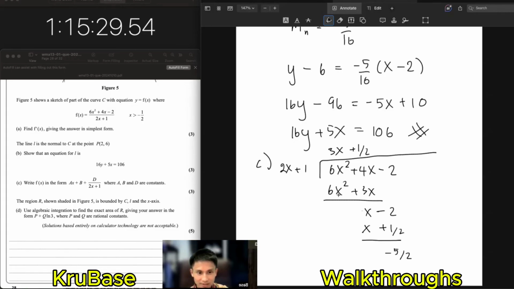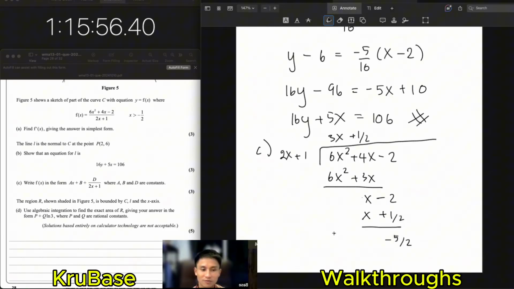6x squared, 3x, minus them. We get a 1, and then the minus 2 brought down. Yeah, okay. And then first term divided into the first term, we get a half. Yeah, so a half x, and then multiply a half there. Minus 2 minus a half is minus 5 over 2. Yeah, I think we're fine here.